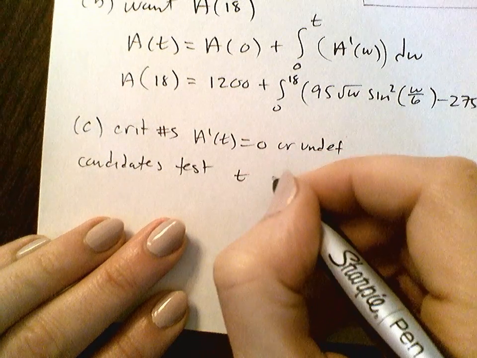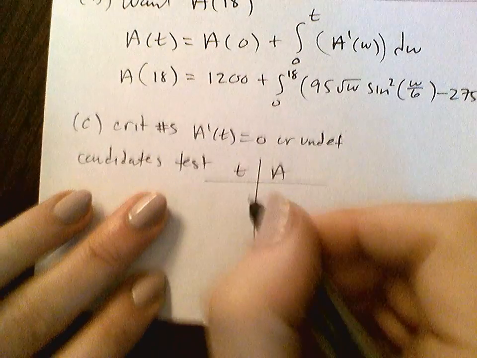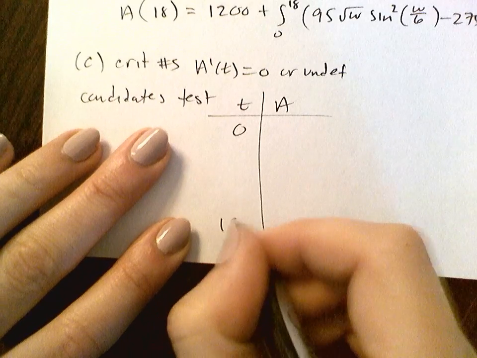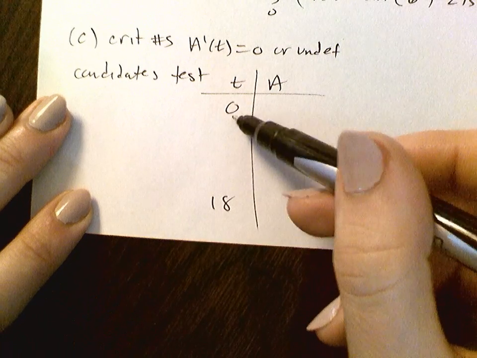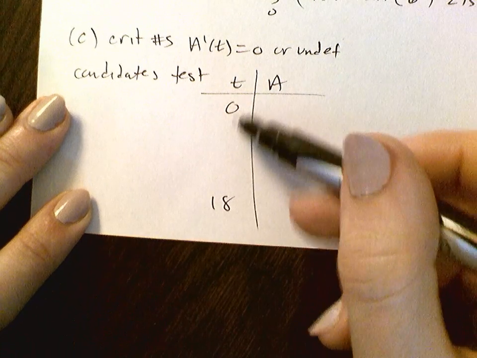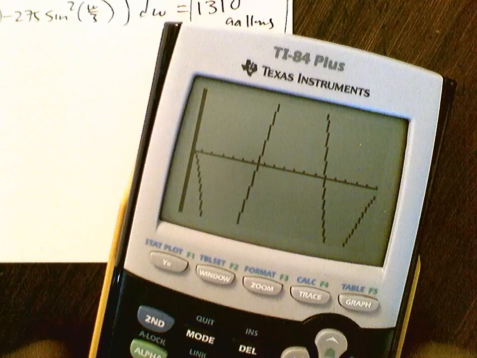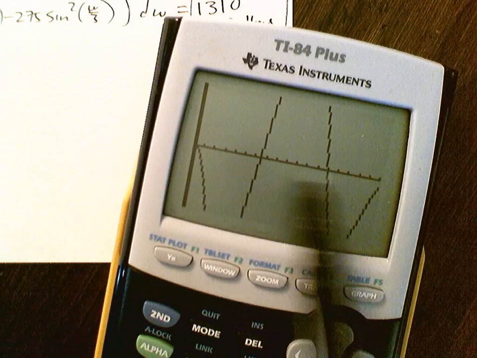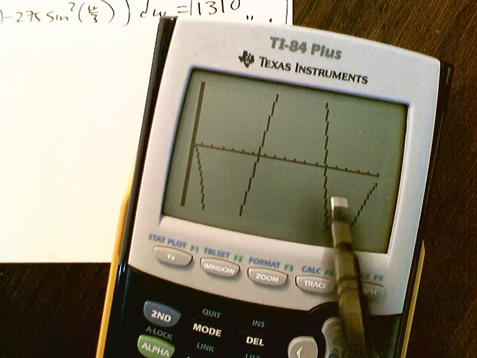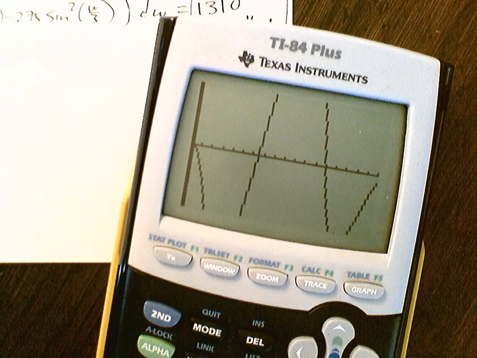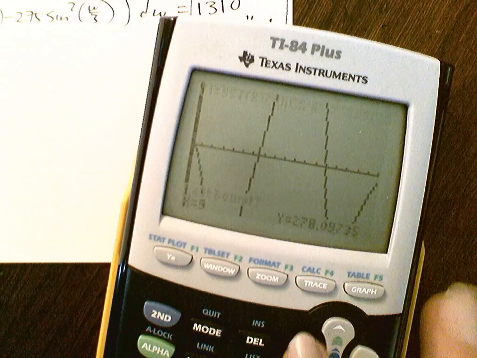So we have T and A. I'm on this interval 0 to 18, and the input values that'll be between here are going to be the critical numbers. And the critical numbers are where the derivative is 0 or undefined. So I'm going to have 2 of them, this number and that number. And it doesn't look like they're going to be nice whole numbers, so I'm going to have to make sure to store them. So I'm going to go to second calc, 0.